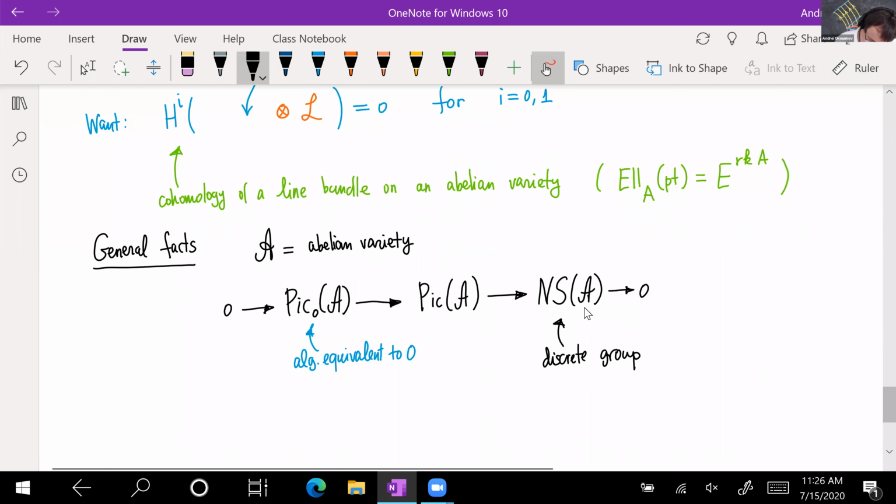This quotient is discrete, and this is connected. In fact, this is another abelian variety. This is also an abelian variety by definition, called the dual, also an abelian variety.